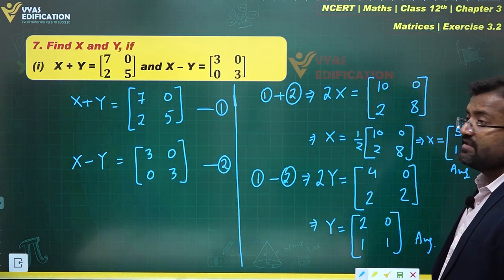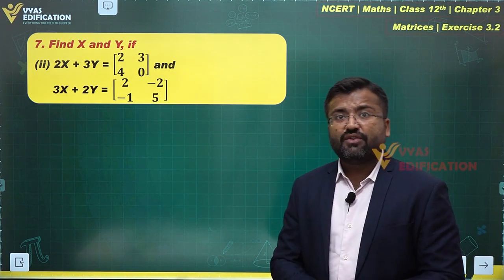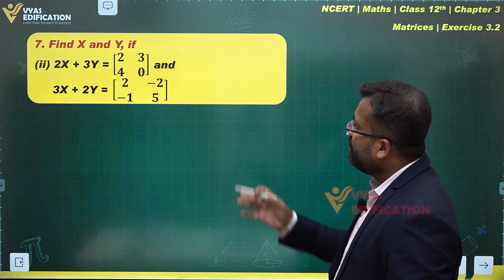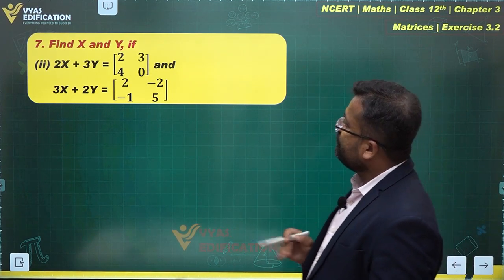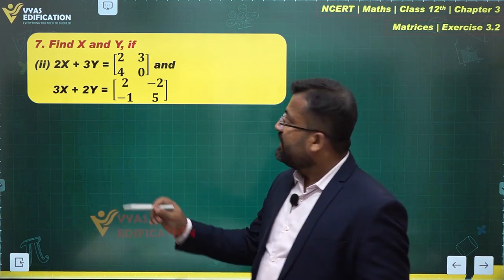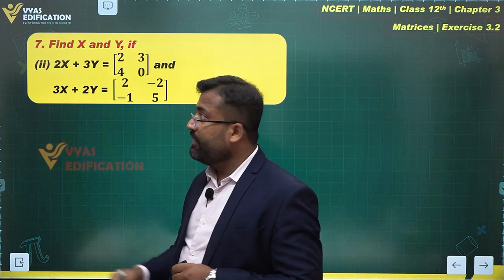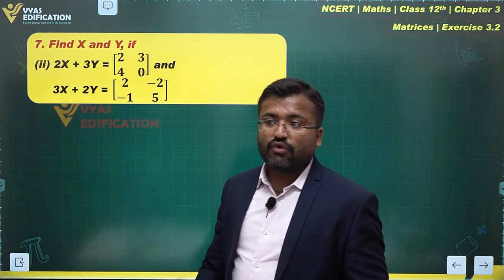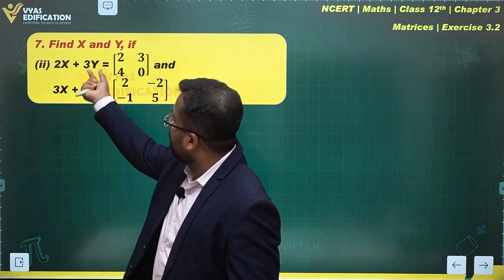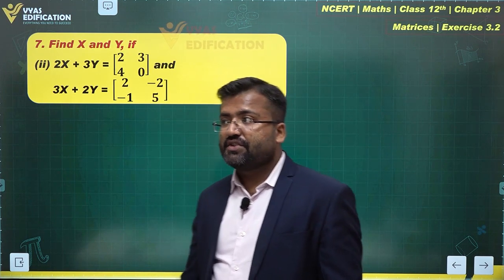Yes? Yes. Let's discuss this question, 7th part 2, where we are supposed to find X and Y if 2x plus 3y is this matrix and 3x plus 2y is this matrix. You may observe that x and y will be 2 by 2 matrices. This 2 by 2 matrix multiplied with 2, which is a scalar quantity, will be a 2 by 2 matrix. Another 2 by 2 matrix should be here, yes, and that sum would be a 2 by 2 matrix, right?